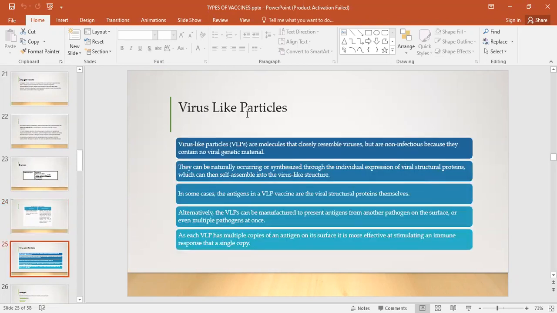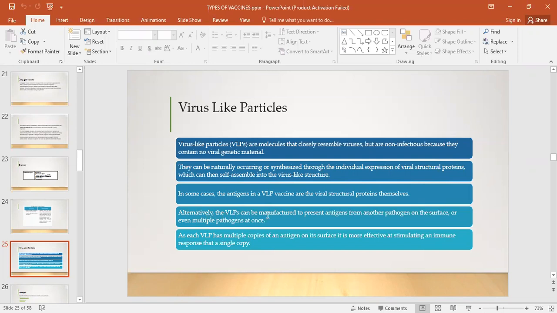Now comes the virus-like particles. Virus-like particles are molecules that closely resemble viruses but are non-infectious because they contain no viral genetic material. They can be naturally occurring or synthesized through the individual expression of viral structural proteins, which can then self-assemble into a virus-like structure. In some cases, the antigens in a virus-like particle vaccine are the viral structural proteins themselves.